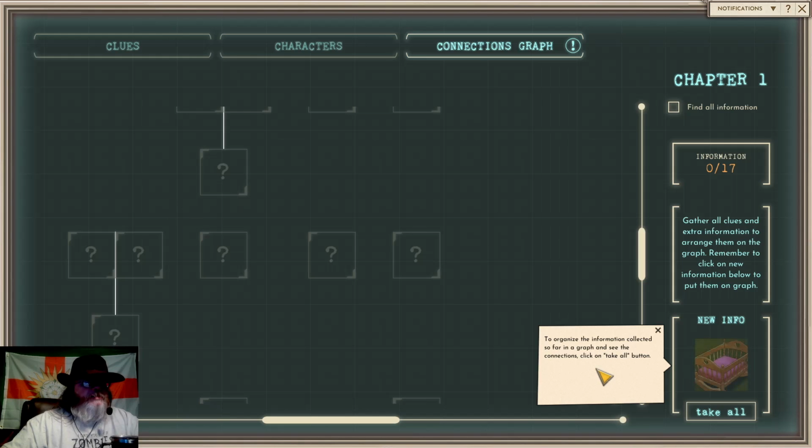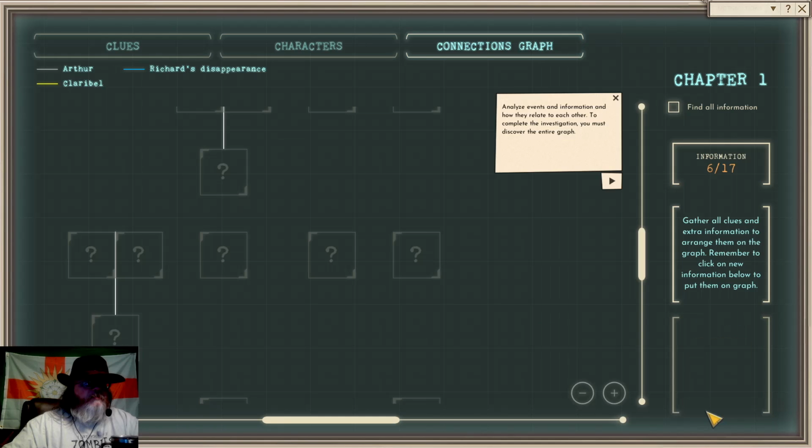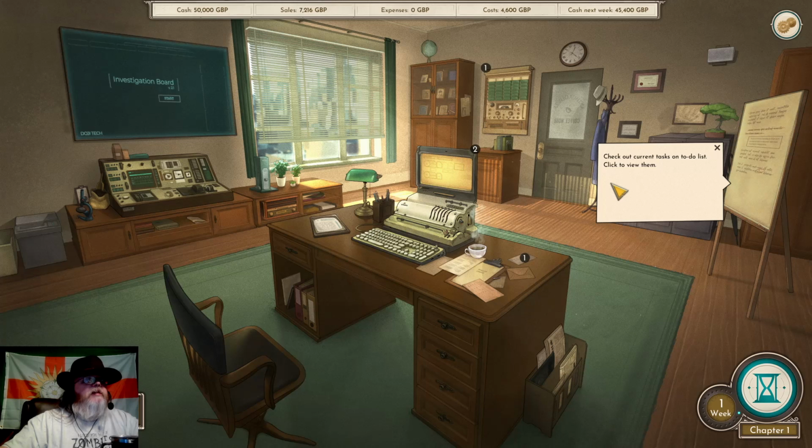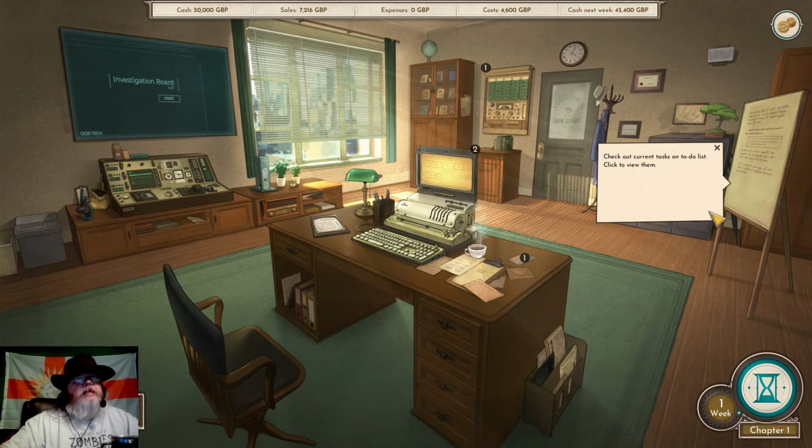To organize the information collected so far in a graph and see all the connections, click on Take All. Analyze events and information and how they relate to each other. To complete the investigation, you must discover the entire graph. Check out the current task on the to-do list.